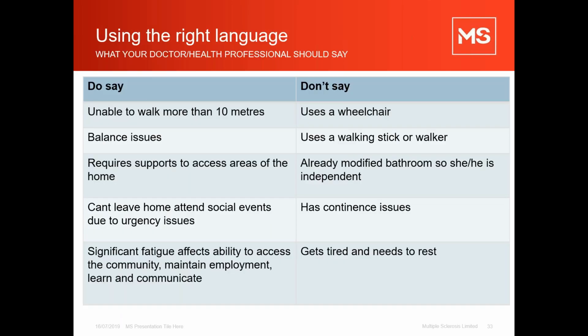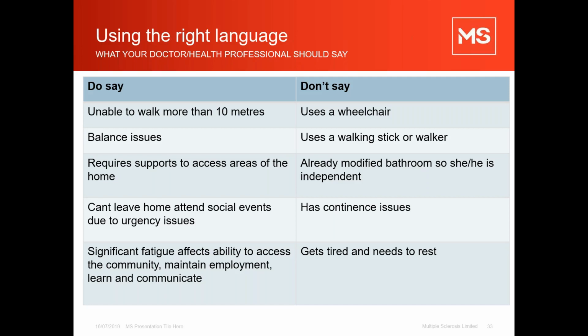So this gives you some good ideas. If the doctor says the person uses a wheelchair, well, that's fine, but that's the intervention. The deficit is that you're unable to walk more than 10 metres. If the doctor only writes that you use a wheelchair, the NDIS might think, oh, well, the person's got a wheelchair, they're fine, there's nothing we need to do for them. It's really important to talk about what's difficult for you to do, not what you use. So it's better to say, this person has balance issues rather than Joe uses a walking stick or walker.